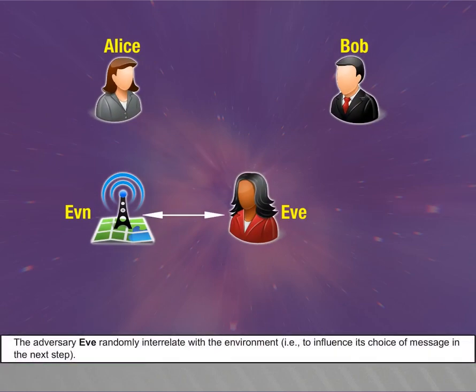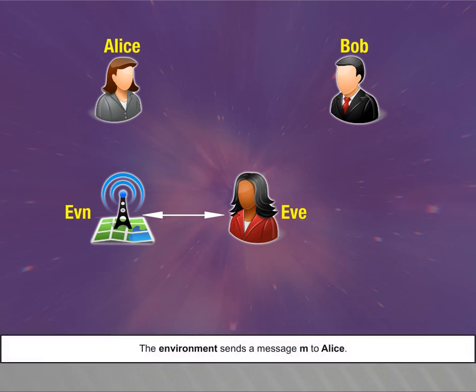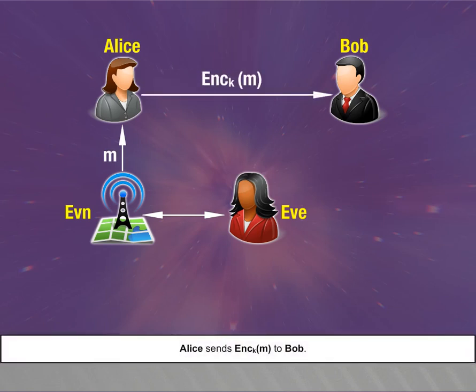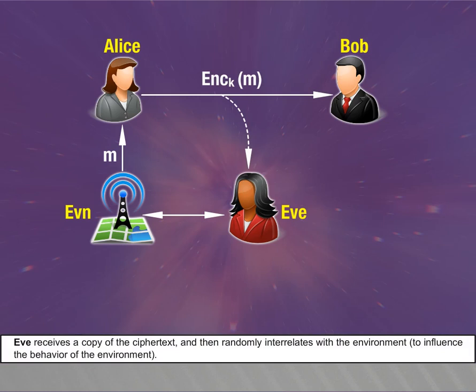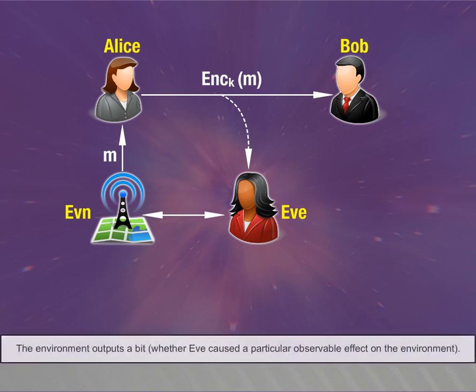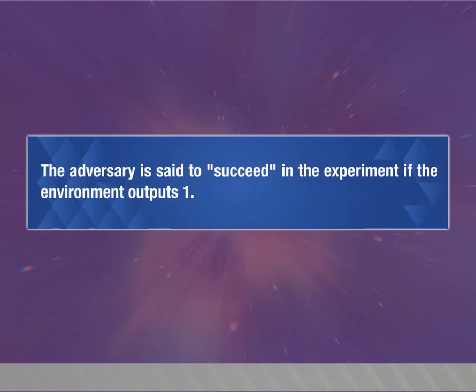The adversary Eve randomly interrelates with the environment, that is, to influence its choice of message in the next step. The environment sends a message M to Alice. Alice sends ENC K of M to Bob. Eve receives a copy of the ciphertext and then randomly interrelates with the environment to influence the behavior of the environment. The environment outputs a bit whether Eve caused a particular observable effect on the environment. The adversary is said to succeed in the experiment if the environment outputs 1.